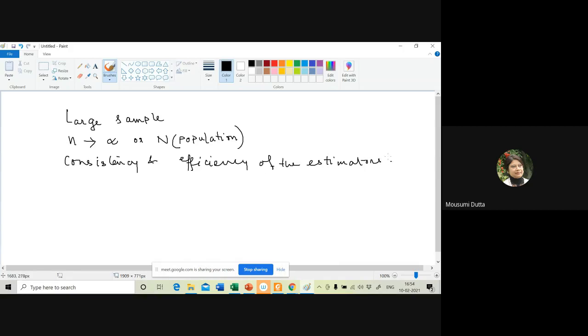So at your undergraduate level, everyone learned about consistency, efficiency, etc. You know the sufficient conditions for consistency, etc. So please check all these definitions. All these things are included here. So please check the definition of consistency, efficiency, etc. from any statistics book, preferably Goon, Gupta, Dasgupta.